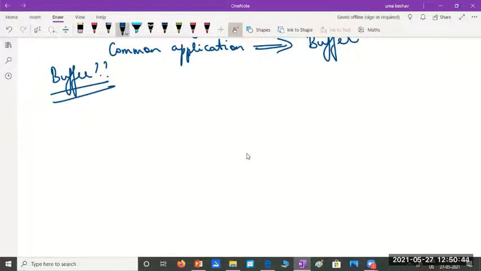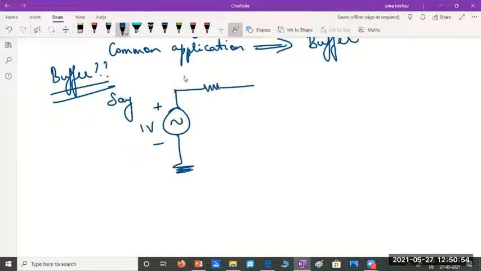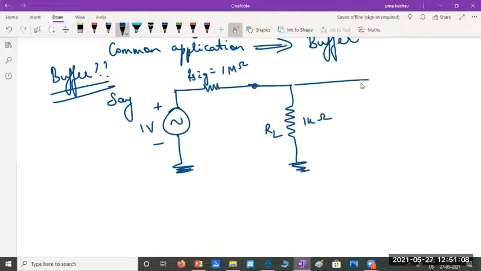Say, for example, I have a voltage source of 1 volt and its resistance, the signal generator resistance, is 1 mega ohm, and I have directly connected it to a load resistance of 1 kilo ohm. Can you tell me what will be the value of voltage across this load, V0? Will I get this 1 volt completely?